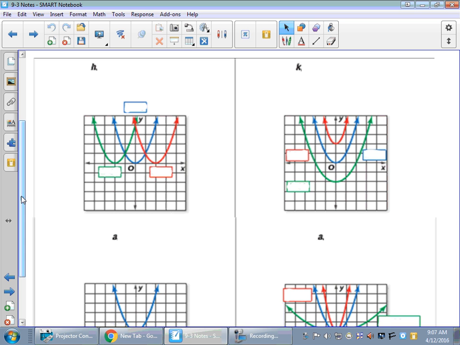In all of these examples, the blue graph is the parent function. So the blue graph is the function when h is equal to 0. There is no motion. The red graph is when h is greater than 0. When that value is greater than 0, it's going to shift the graph to the right.